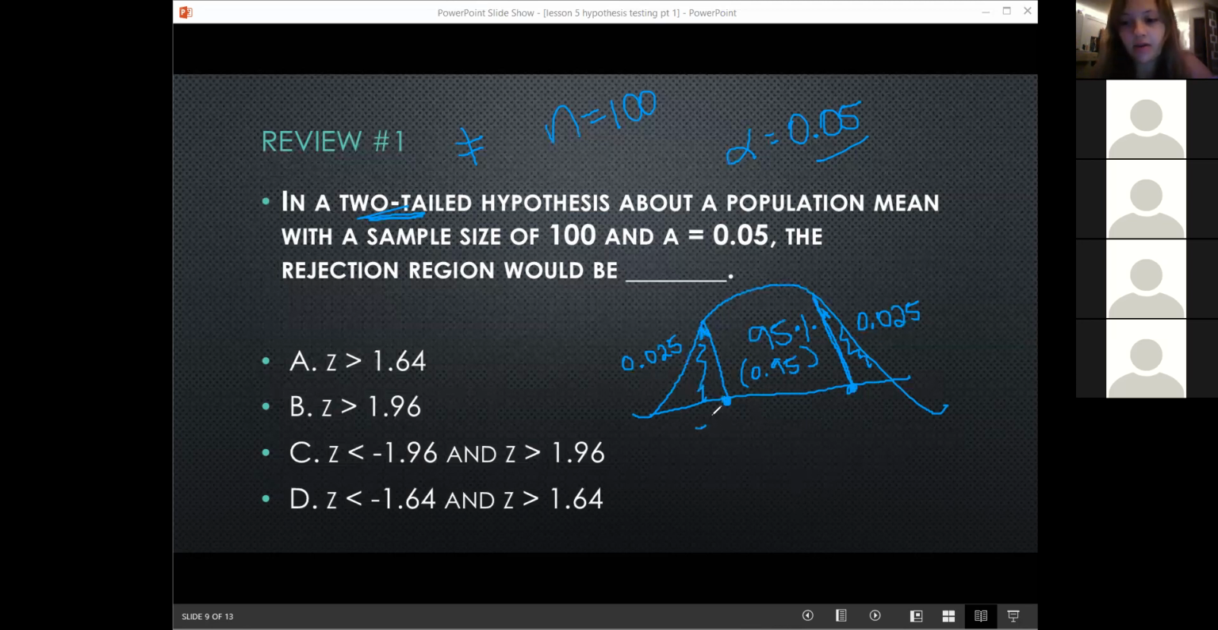So that's why we're able to put negative 1.96 down here, and then positive 1.96 here, because we understand that within 1.96 standard deviations from our mean is going to be 95% of our data, which also corresponds with 5% of our rejection region for a two-tailed hypothesis. Our answer is C. Does that make sense to everyone?